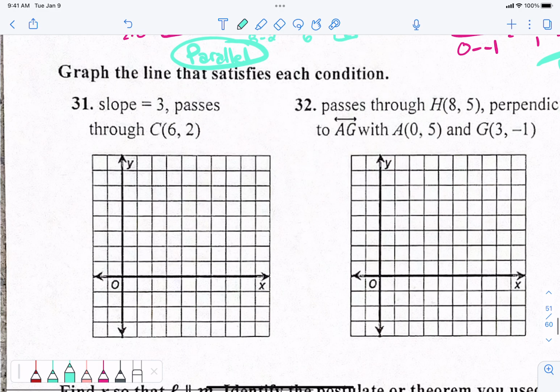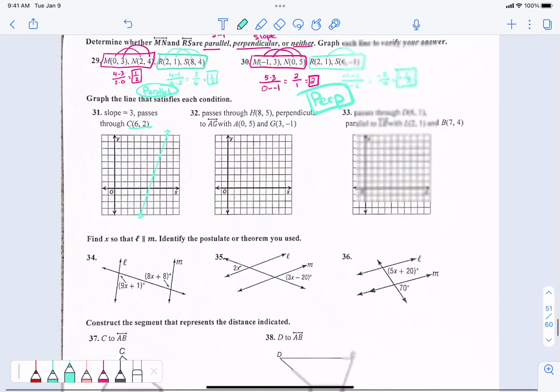Okay, graph the line that satisfies each condition. We wanted to go through 6, 2. I did it: 1, 2, 3, 4, 5, 6, 2. And I wanted a slope of 3. So up 3 over 1, up 3 over 1, or down 3 left 1, down 3 left 1. And I want it to be this line. But I want to graph the line. We don't need the equation of the line.